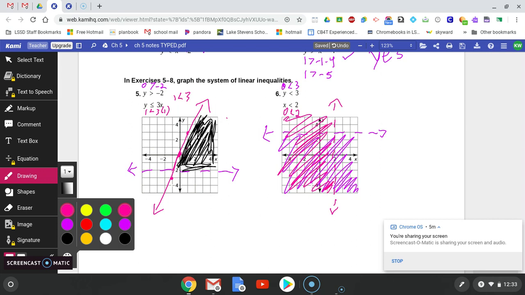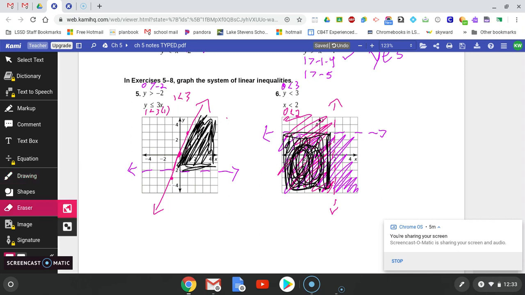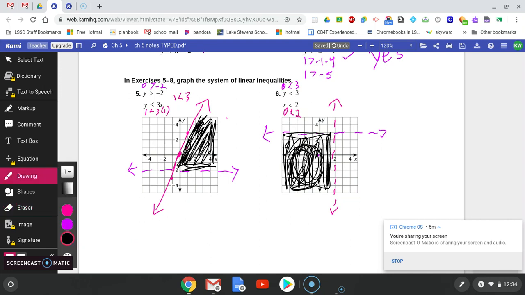So then I take a look, where did I shade for both pink and purple? That's going to be my final solution set. So that was everything on this side over here. So up until this line here, up until that line, and shading everything in the middle. And then again, I want to make sure I go back and erase the ones that were not part of my solution set. Okay.